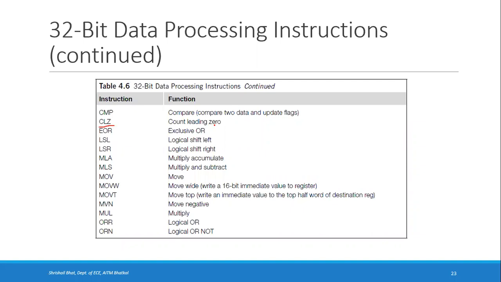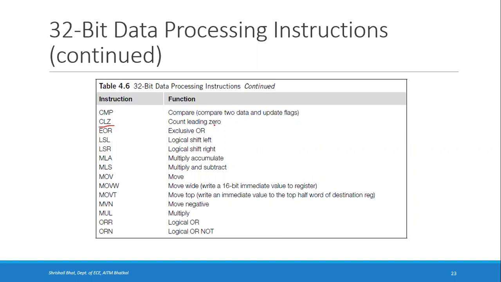Suppose the number is 1. 1 means in binary, it will be all zeros and only the LSB will be 1. So how many zeros are there before 1? There will be 31 zeros. So the number of leading zeros will be 31, right?